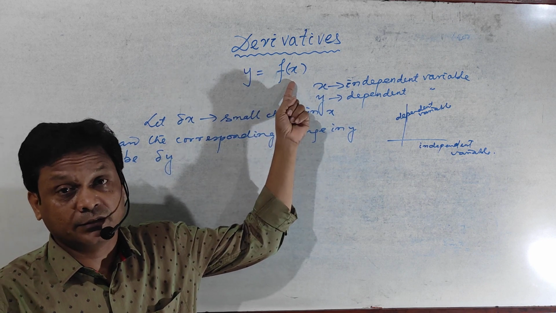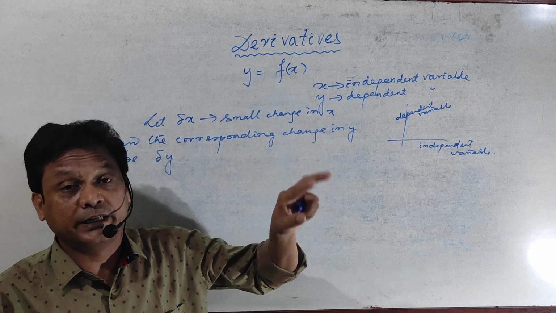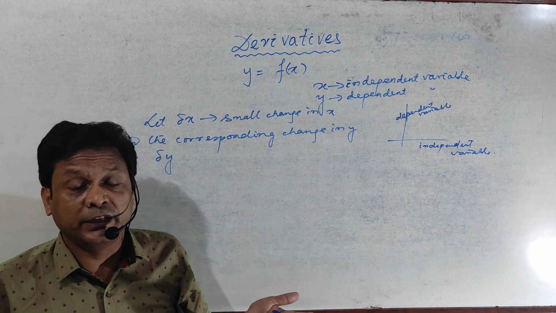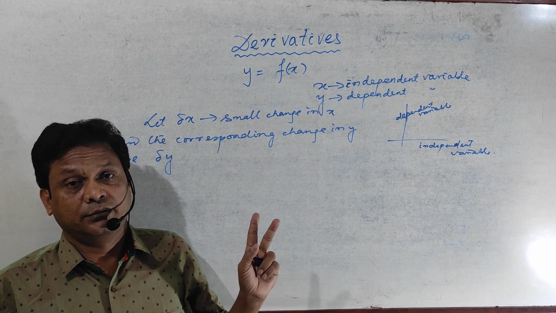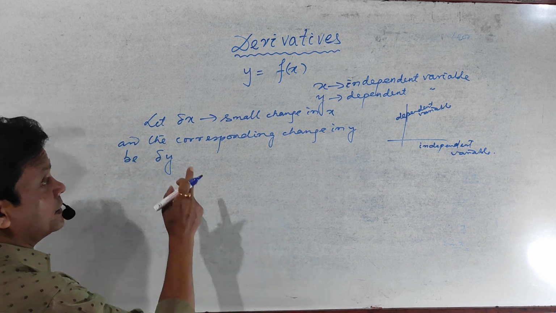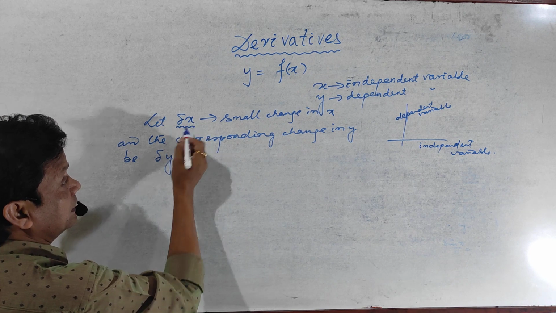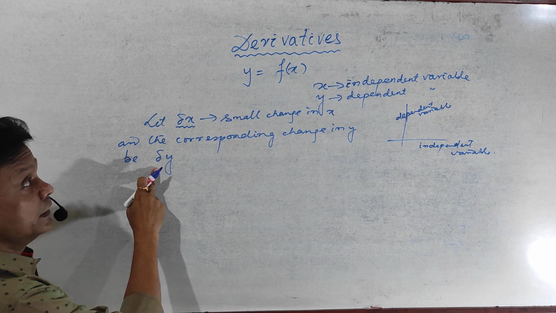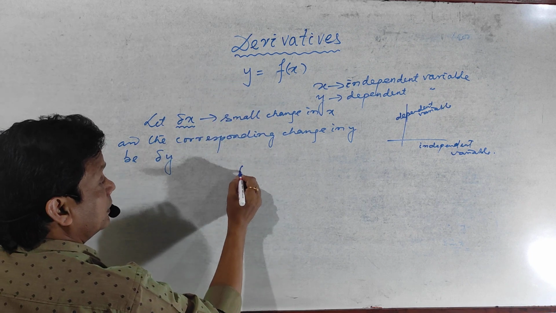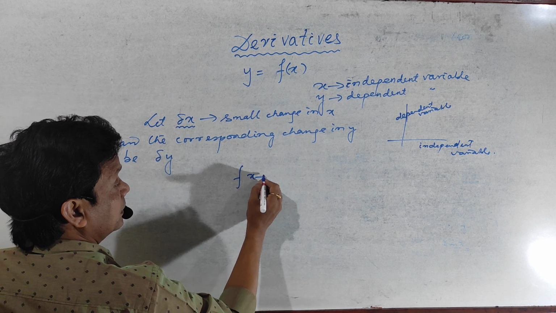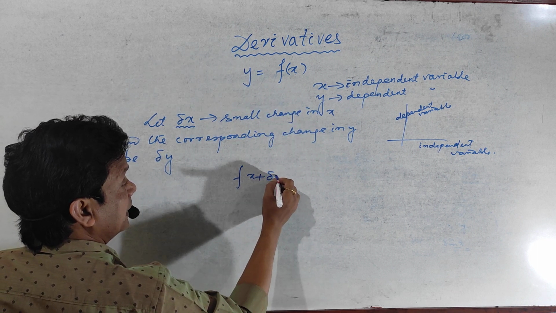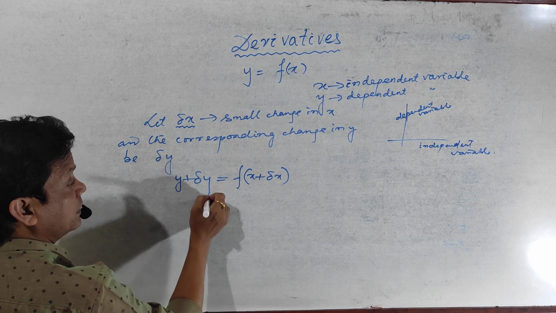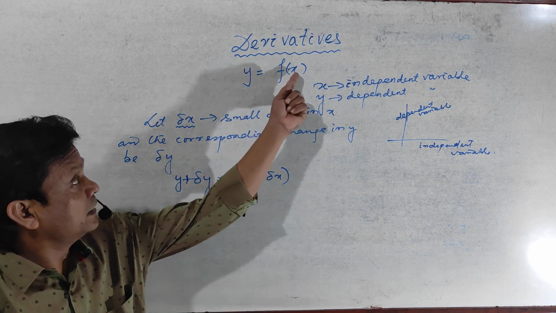because y depends upon x. That means if we increase the value of x or decrease the value of x, then there will be either increase in y or decrease in y. Clear? So if the change in x is delta x, then the corresponding change in y will be delta y. That means in place of x I am writing x plus delta x, then automatically in place of y I should write y plus delta y.